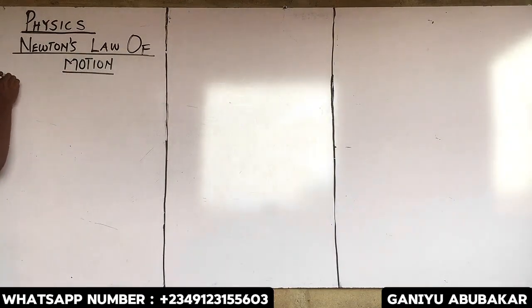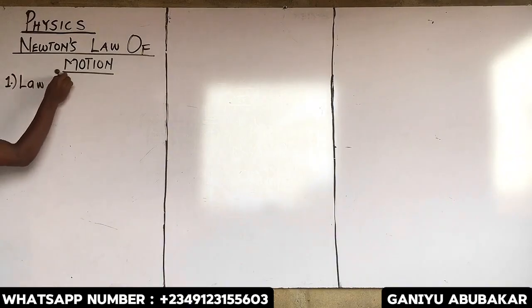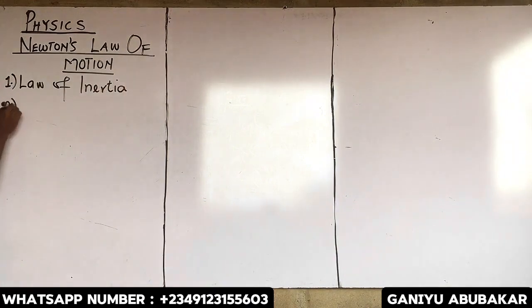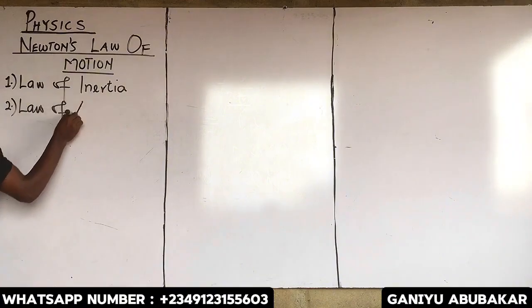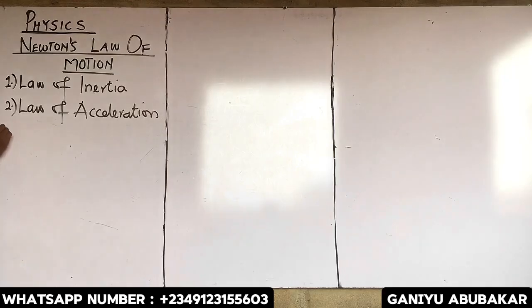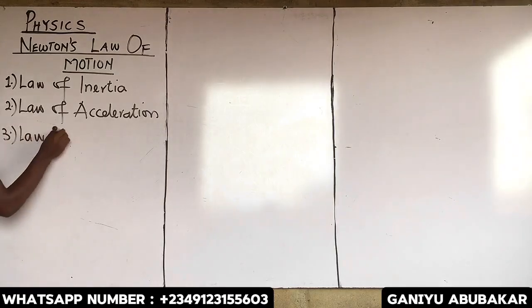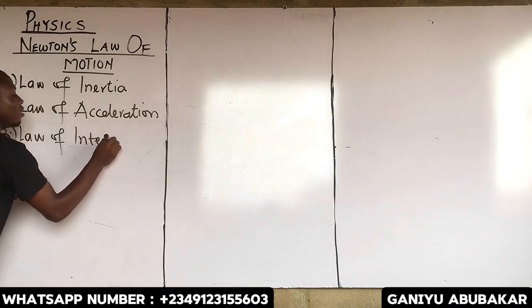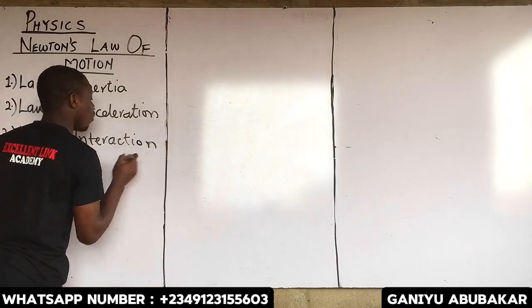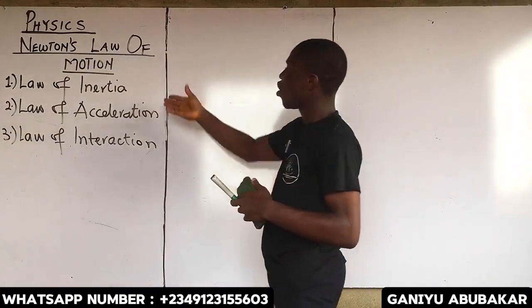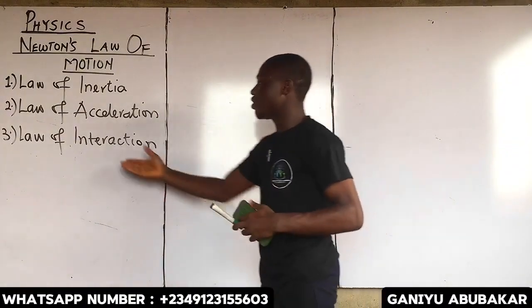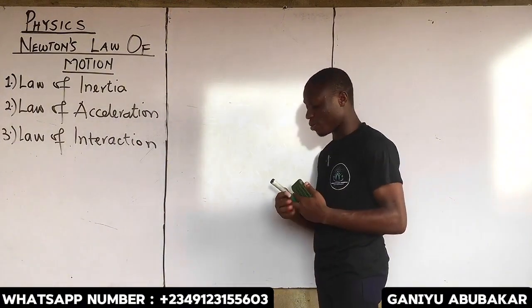Number 1, we have the law of inertia. Number 2, we have the law of acceleration. Finally, number 3, we have the law of interaction. These are the 3 distinct laws of motion that we have.